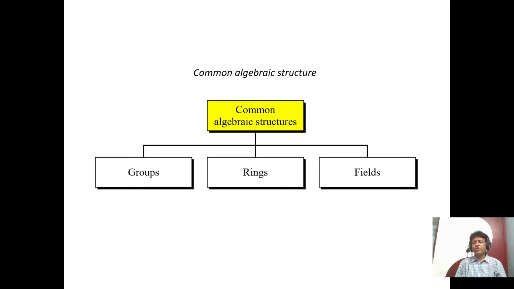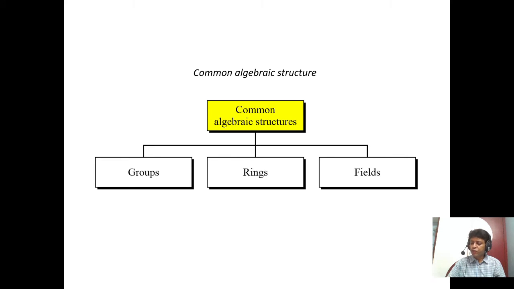Now G is a non-empty set and circle is a binary composition. Then (G, circle) is said to be an algebraic structure, or it can be called a groupoid. The common algebraic structures are groups, rings and fields. These are the three main algebraic structures. So we'll talk about groups in this lecture.